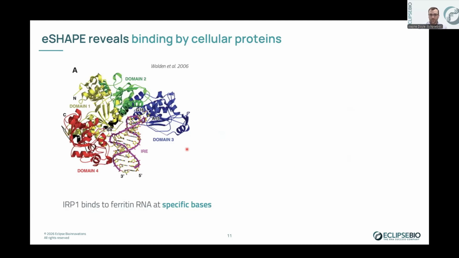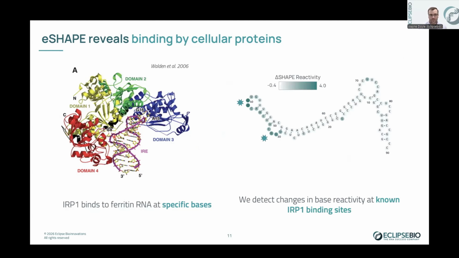And so I'm going to show an example of a gene called ferritin. And this is an RNA that is bound by IRP1. It's an RNA binding protein, and it binds at two specific sites. It binds near the top of the RNA at G16 and A15. And then it also binds at this position C8. And so those two loops are key, known sites based off X-ray crystallography where this RNA binding protein can bind.